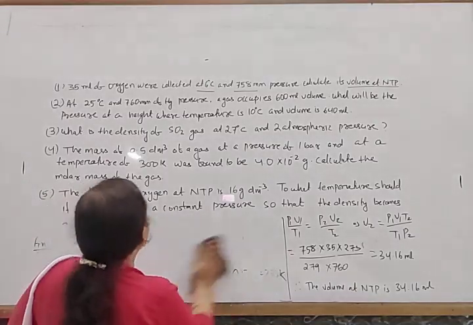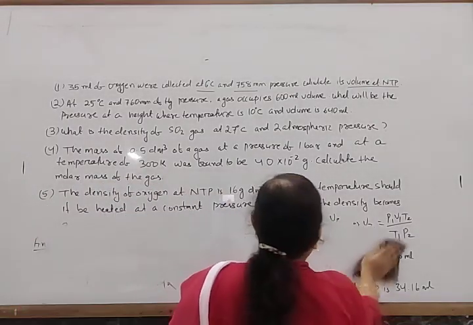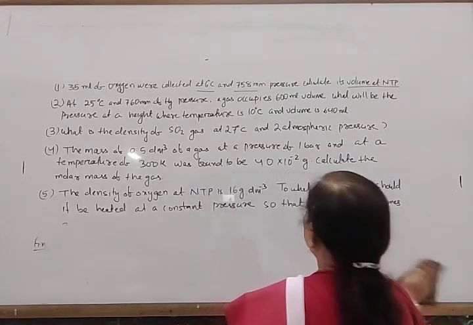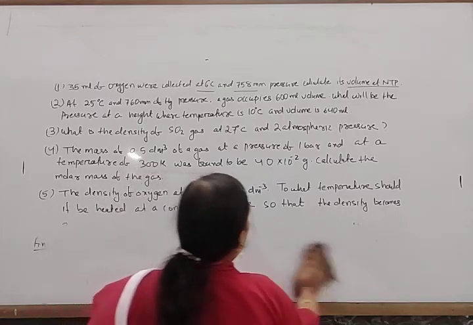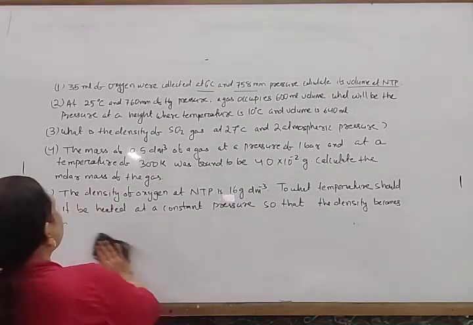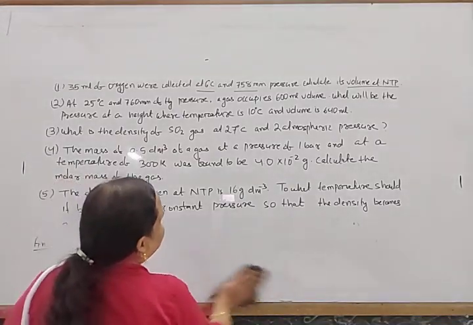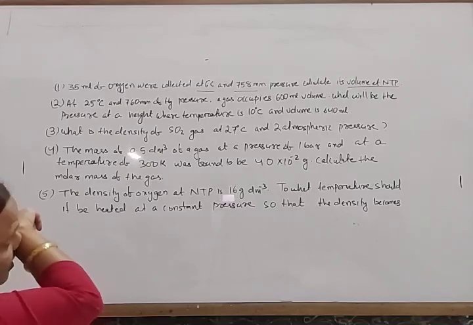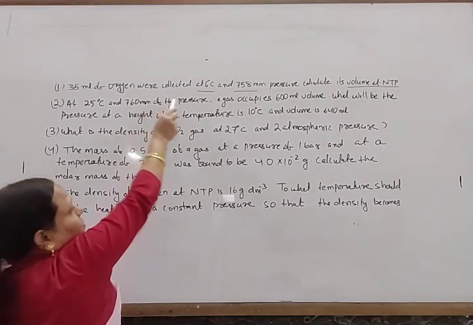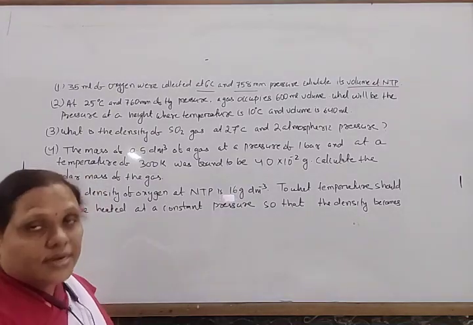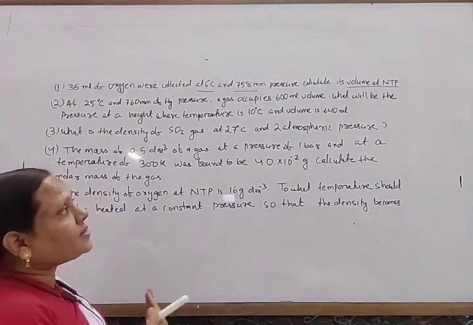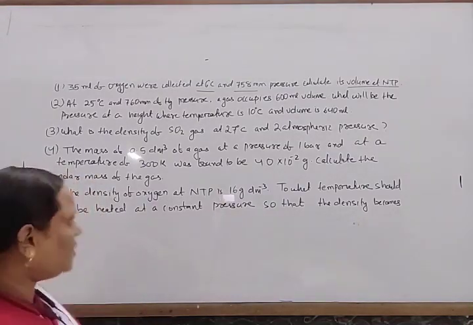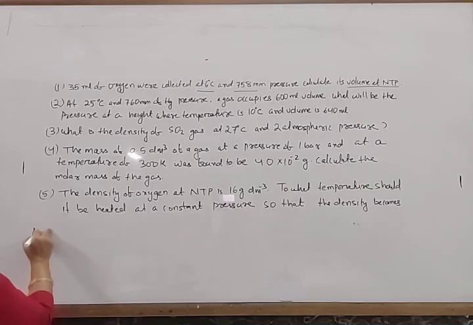Next, question number 2. At 25 degrees Celsius and 760 mm of mercury pressure, a gas occupies 600 ml volume. What will be the pressure at a height where the temperature is 10 degrees Celsius and volume is 630 ml? In the first question it was asked to calculate the volume, in the second the pressure. It may be asked to find the temperature also.